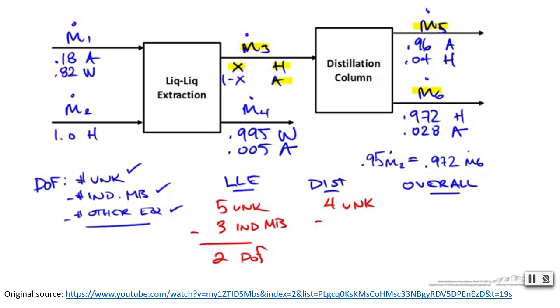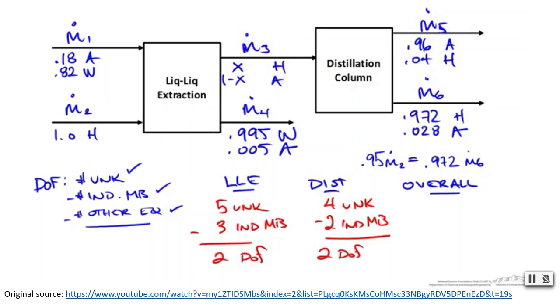Water is not being introduced to the distillation column, so in this case we only have 2 independent balances that we can write. And again, in this case, we don't have any other information that's relating the unknowns. So without any further information, we also have 2 degrees of freedom for the distillation column. So let's take a look at the overall system.